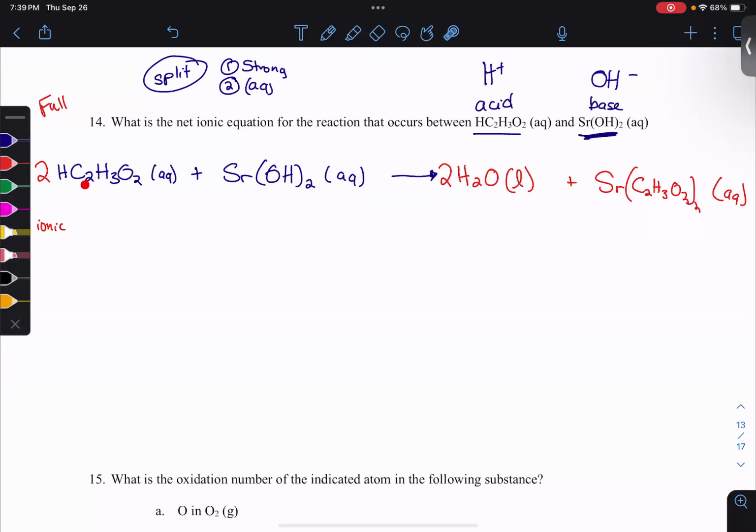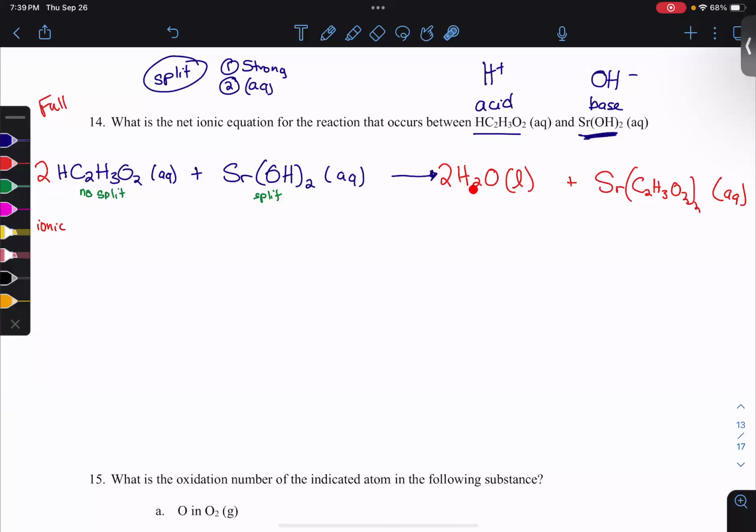Acetic acid is what kind of acid? Weak. So do we split this guy? No. So I'm going to put no split. Okay. The next one, strontium hydroxide. Is that a strong electrolyte? Yes. Is it aqueous? Yes. So we split him.